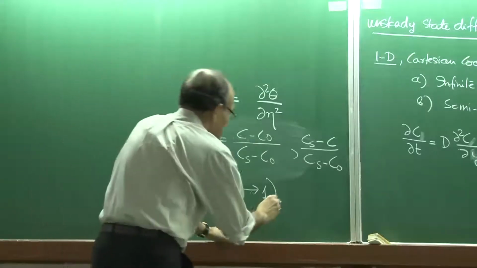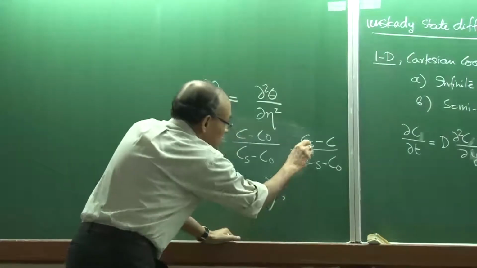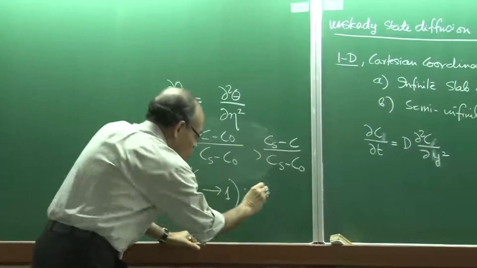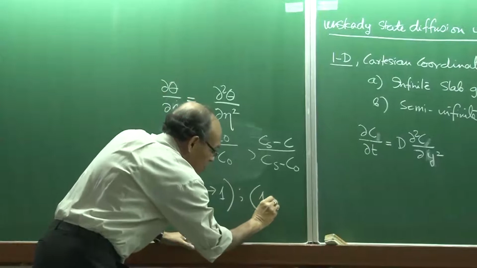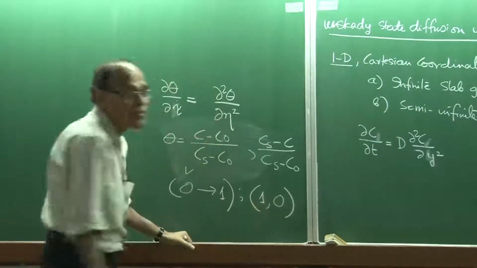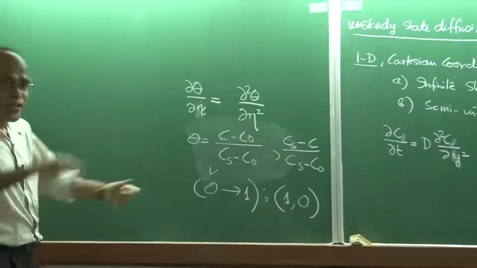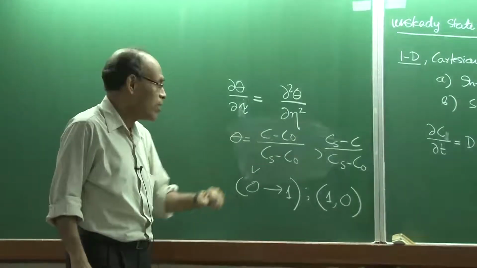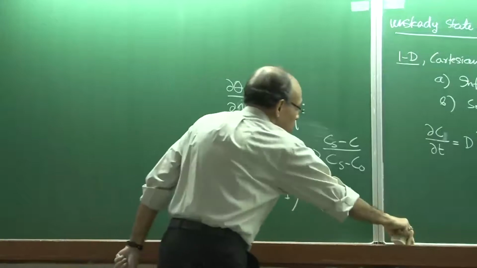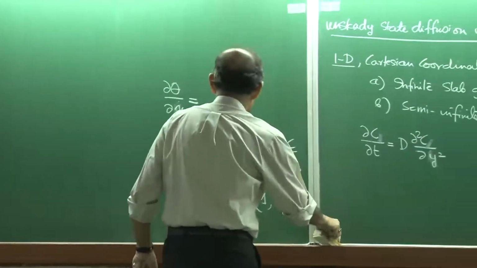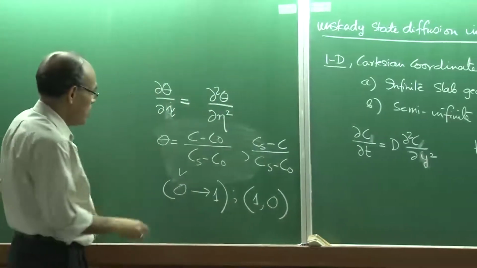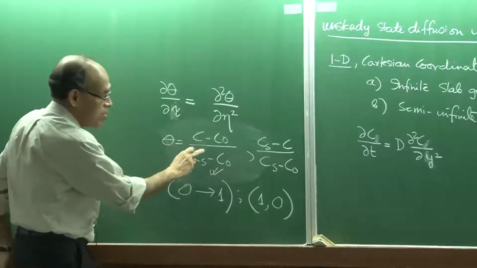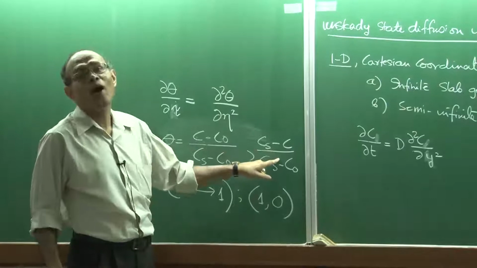On the other hand, if you define it like this, Cs minus C0, in that case what happens? The initial boundary condition becomes 1, the dimensionless condition, and the final becomes equal to 0. So, it is an upside down case. No matter what you want, you can do it either way. Okay? And you can see that if I say theta is equal to this, then this becomes actually 1 minus theta.